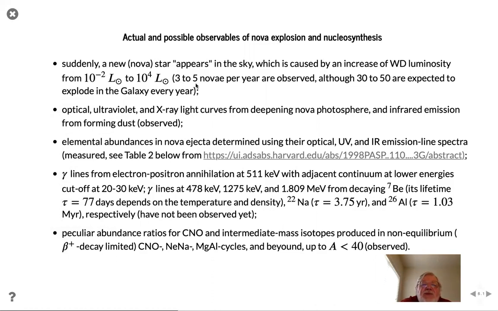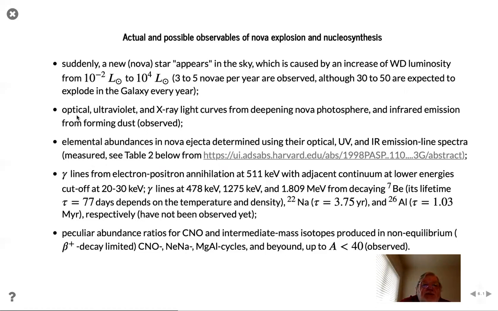And we have 3 to 5 novae observed per year, although statistics shows that there should be 30 to 50 novae in our galaxy exploding every year. They are probably not observed because of dust, because they belong to population 1, the disk of our galaxy, which is very dusty, so probably we just don't see them. Instead of 30 to 50, we see 3 to 5 novae per year, but that is still quite a large number.